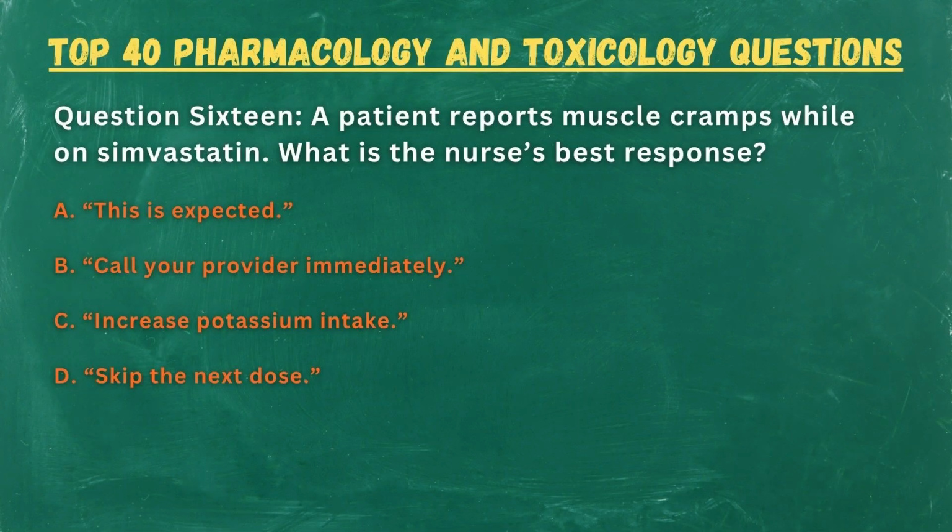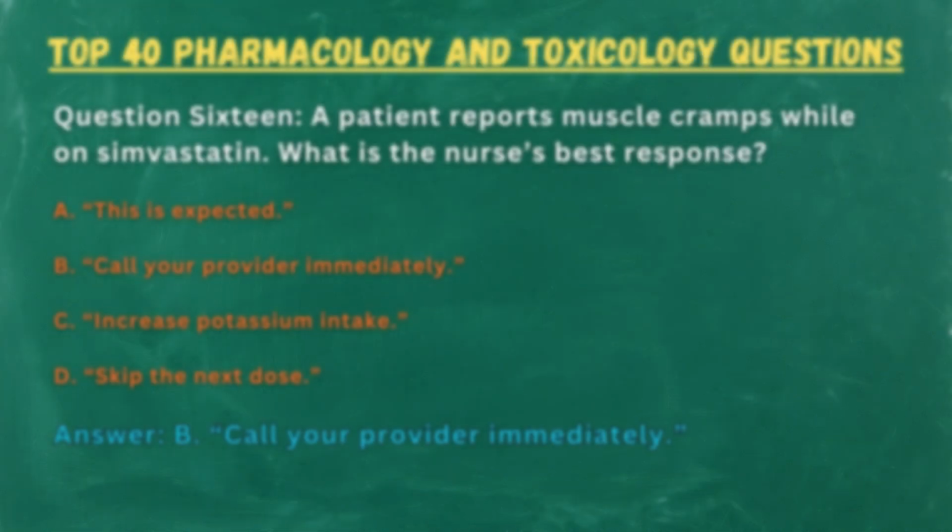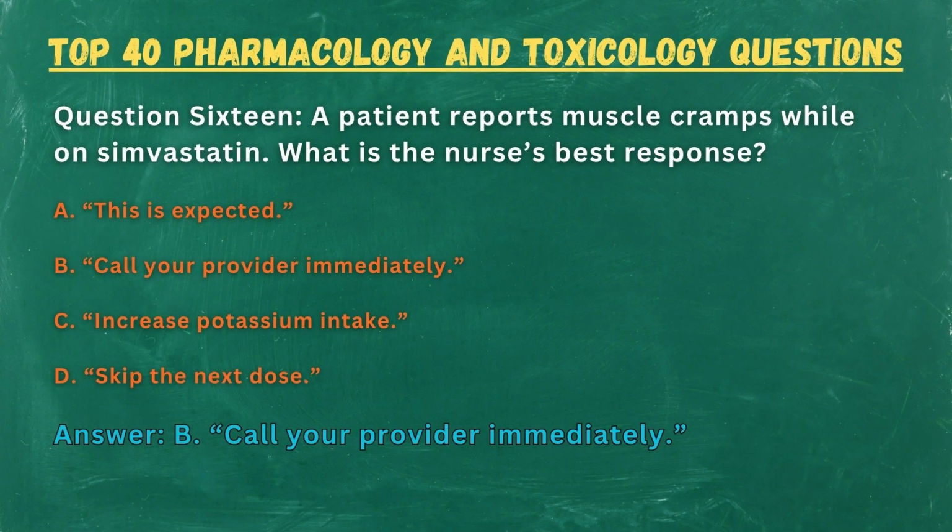Question 16. A patient reports muscle cramps while on simvastatin. What is the nurse's best response? A. This is expected. B. Call your provider immediately. C. Increase potassium intake. D. Skip the next dose. Answer: B. Call your provider immediately.